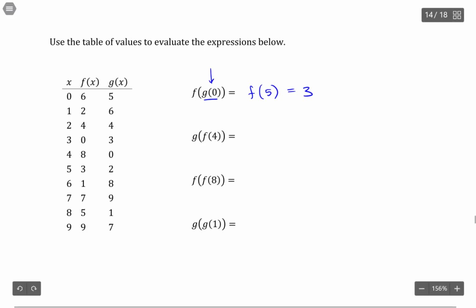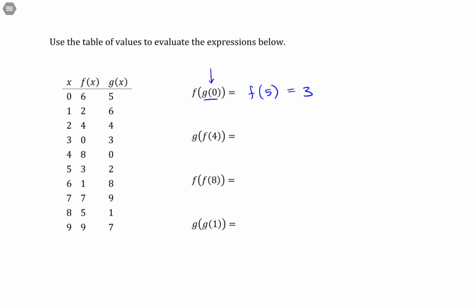So g of f of 4. In order to evaluate this, one thing that I can think of is starting with x equals 4. So there's my beginning point. Now I figure out what f of 4 is. So f of 4, if I take 4 and plug that in, I get 8 as an output.